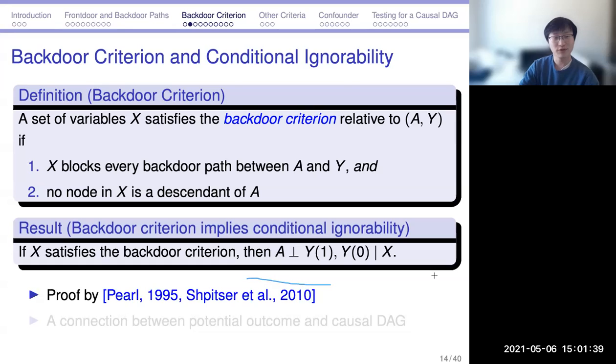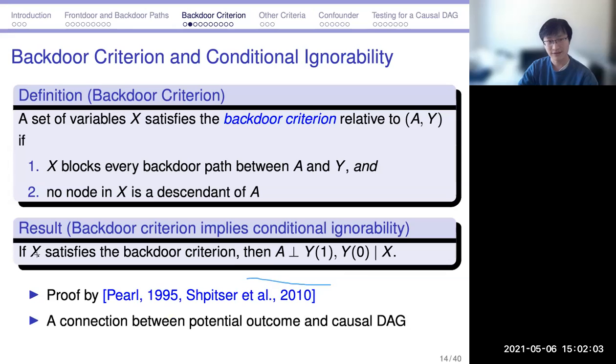Okay, so the proof is given by Pearl in 1995, but it's not very easy to read. Another proof is given by this paper. So if you're interested, I would encourage you to read this paper. Okay, and so this result gives us a connection between the potential outcomes and the causal DAG.